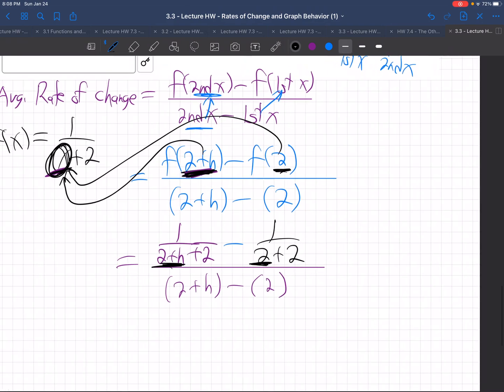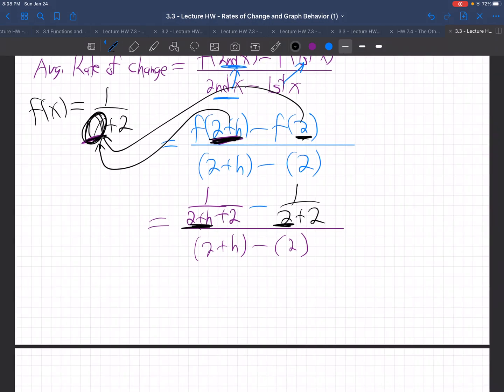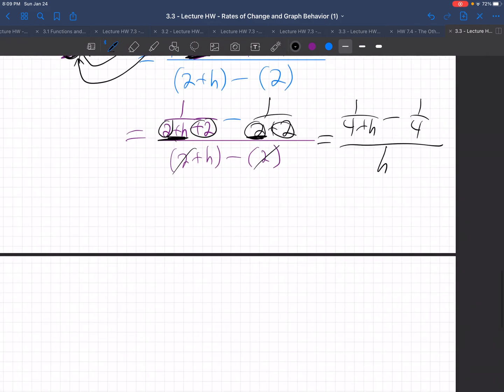Okay, now that's interesting. So we have to do a little bit of algebra now. What becomes of that? Well, that is 1 over 4 plus h minus 1 over 4. Good so far. And this is going to be 2 minus 2, just h. So I just added 2 and 2 to get 4, and 2 and 2 to get 4. Okay, so now what are we going to do with that? Yeah, that's a little tricky. What do you do when you have fractions over fractions?